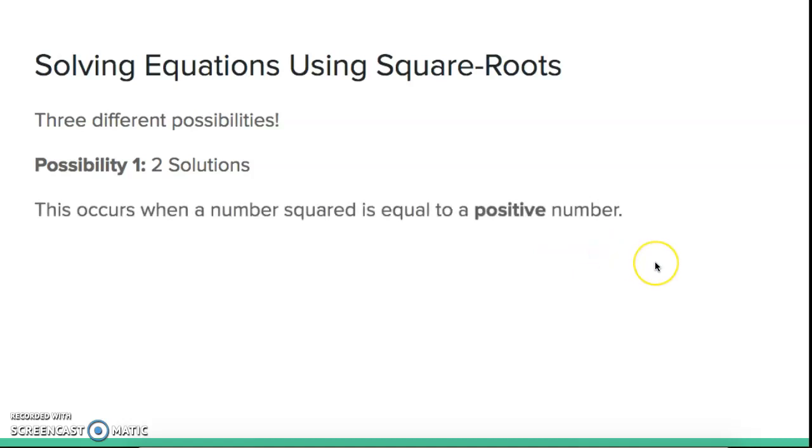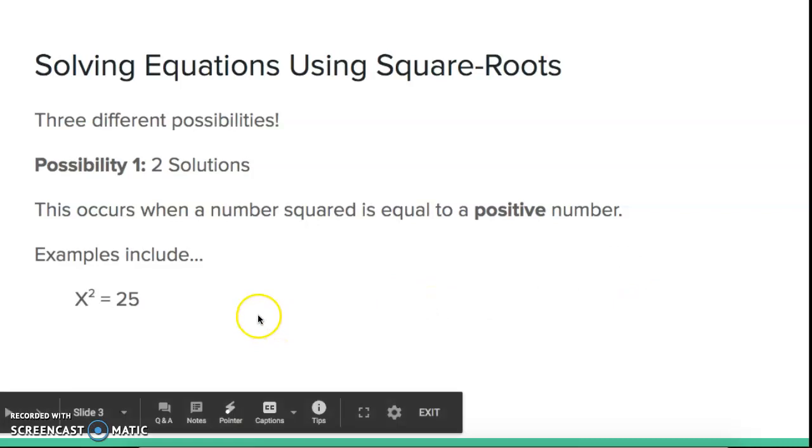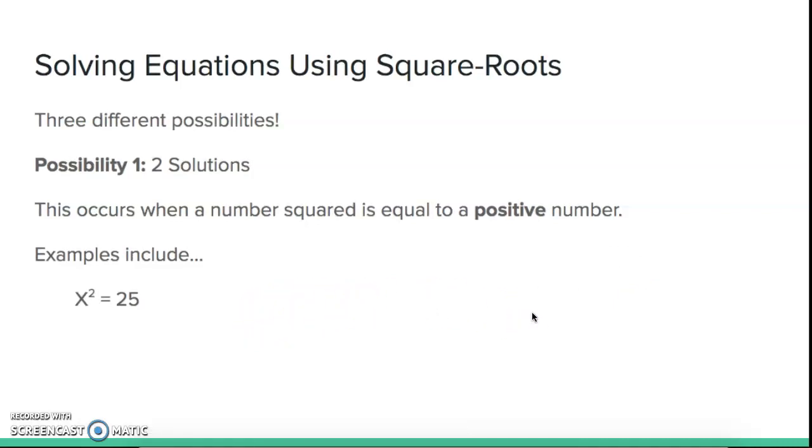And this occurs when a number squared is equal to a positive number. So our examples include x squared equals 25. And the reason this has two solutions is because I could take 5 times 5, and that would give me 25, or I could take negative 5 times negative 5, and that would also get me 25.